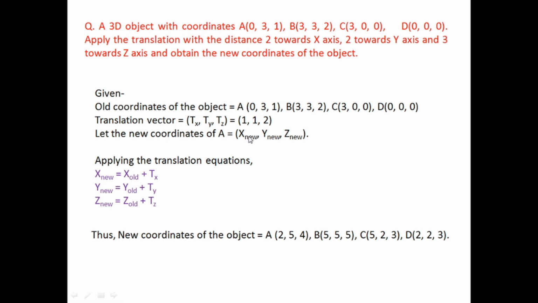So the new coordinates will be x new, y new and z new. That means for point A I will have A dash, for point B I will have B dash, and likewise C dash and D dash. The new coordinates of each and every point are found using this expression: x new equals x old plus the translation along the x-axis, along the y-axis, along the z-axis. Finally, this is the result of the new coordinates in the 3D space. So this is about the 3D transformations.